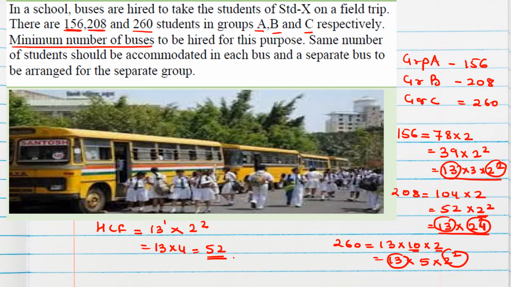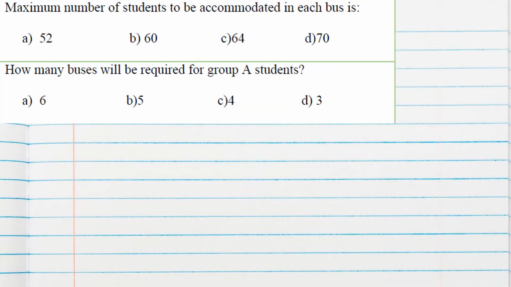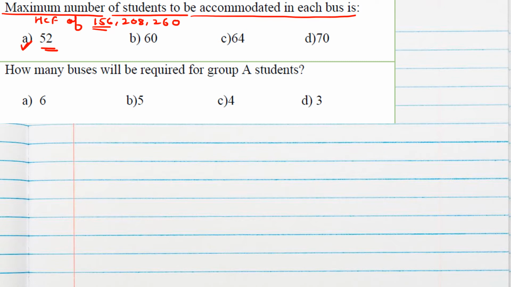Okay. Now we'll go to the question here. Maximum number of students to be accommodated in each bus. Already we got the HCF of the three numbers 156, 208, 260, which is 52. Then how many buses will be required for group A students? In group A, 156 students are there. So what we should do, we should divide by 52. We should divide by HCF to check the number of buses.